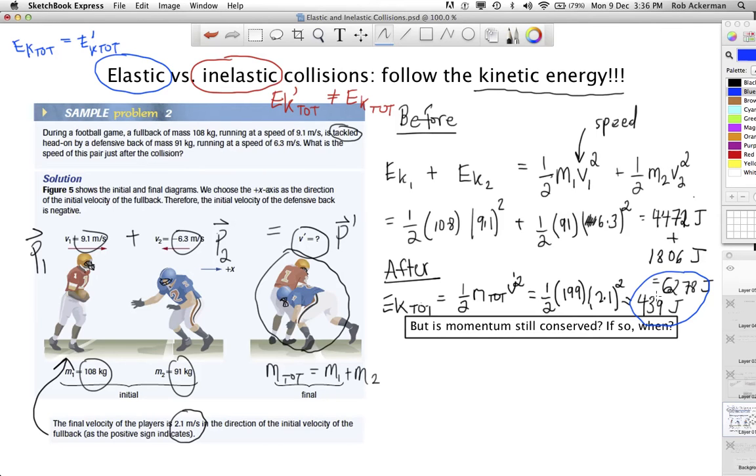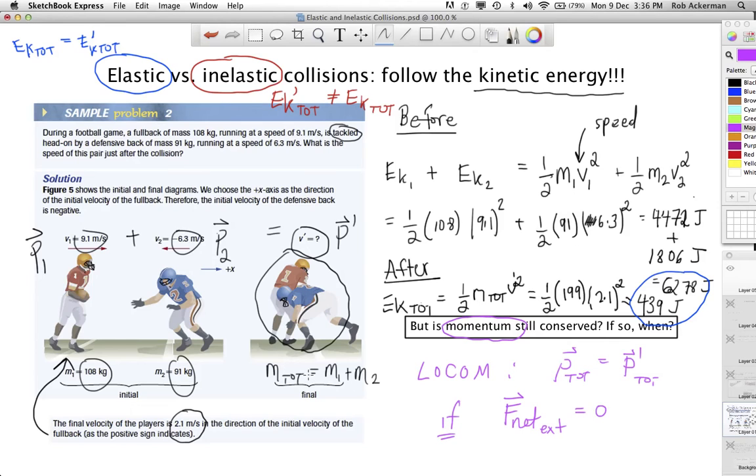Now, as I'm talking about kinetic energy, I'm afraid you might start to forget about our good friend momentum. How does momentum factor into this? Is momentum still conserved, and if so, when is it? The idea that the law of conservation of momentum, LOCOM as I like to write it, is conserved, so P total is equal to P prime total. That is still correct if the net external force is 0.